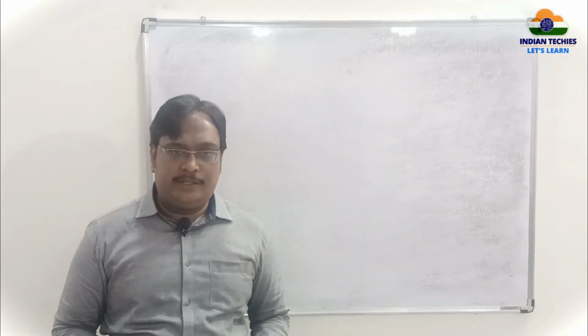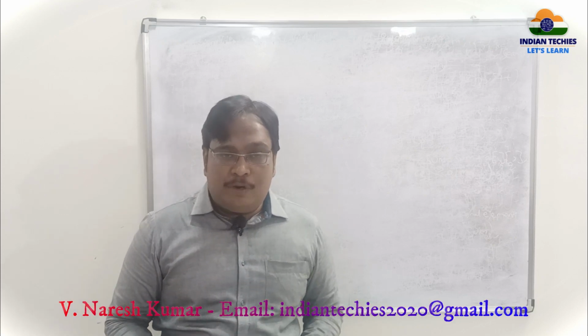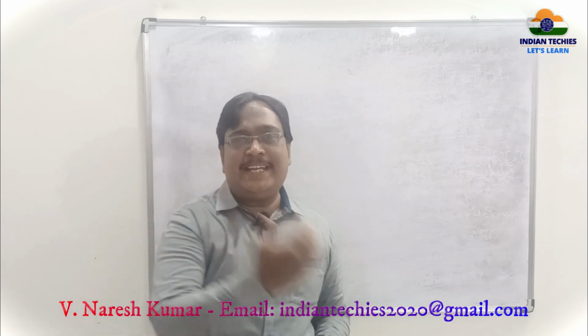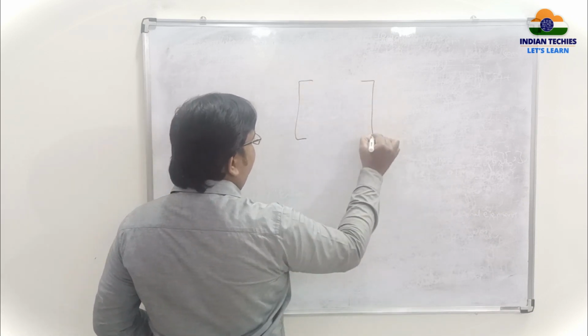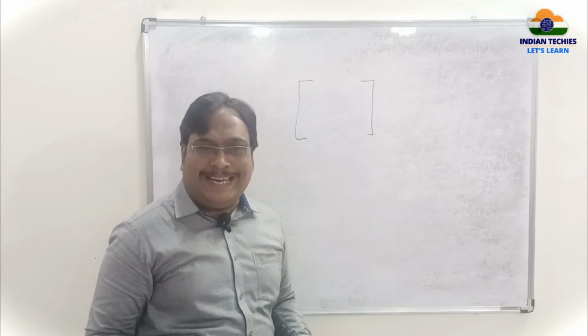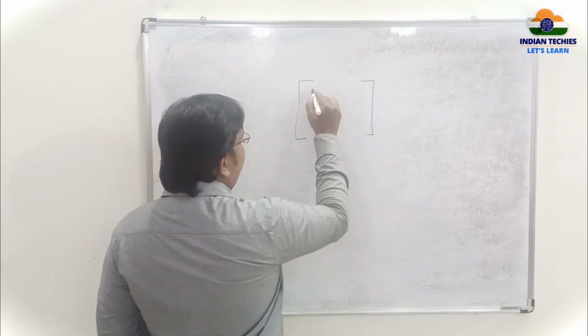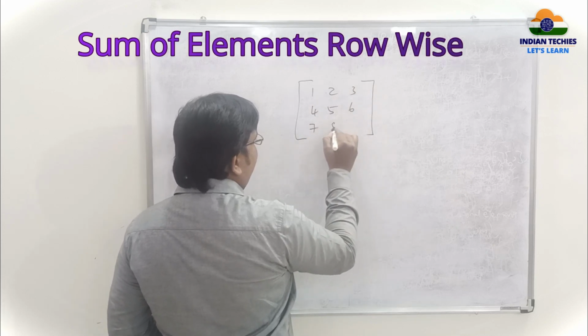Next program is on two-dimensional arrays only. That is, we will have multiple rows. I want to print sum of each row. For example, consider a matrix. Here there is no restriction that number of rows and columns should be equal. Now, suppose this is one matrix: 1, 2, 3, 4, 5, 6, 7, 8, 9.